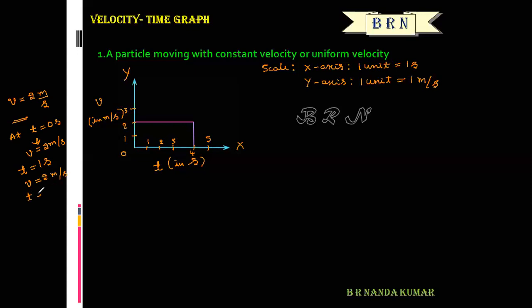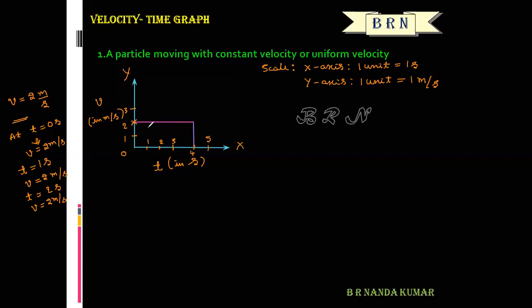At time t equals 2 second, what is the velocity of the particle? That is the same, v equals 2 meter per second. At time t equals 0 second, the velocity is 2 meter per second. So what is the point in the graph? That is (0, 2). That means on the x-axis the value is 0, on the y-axis the value is 2, right?